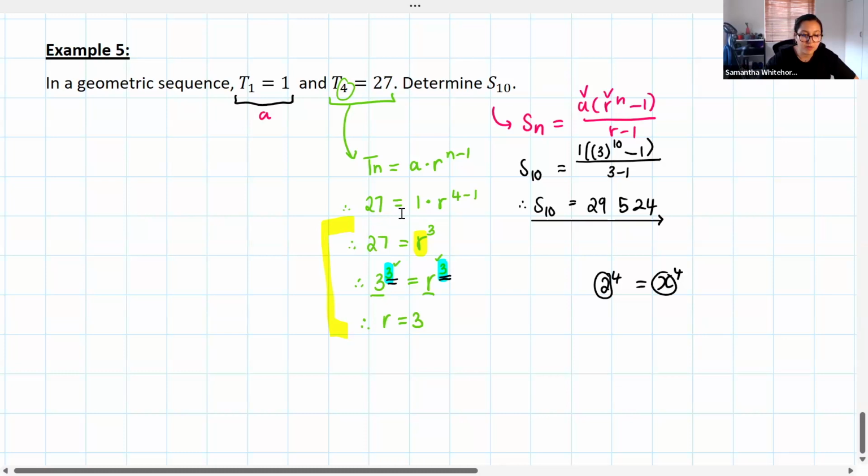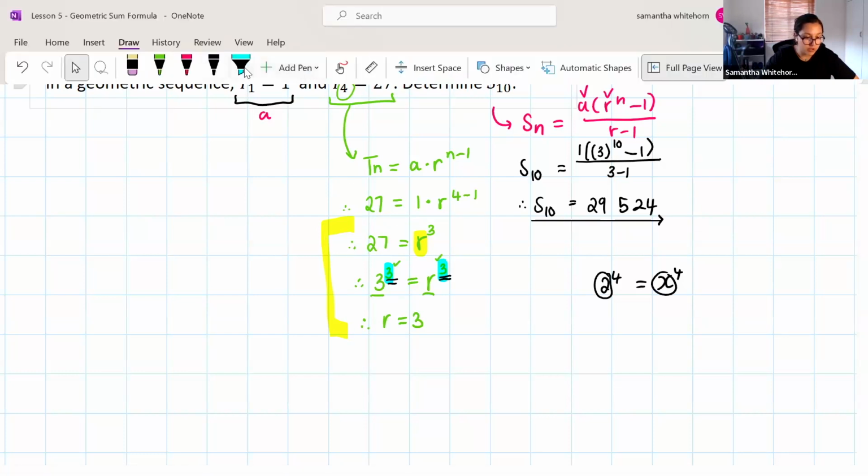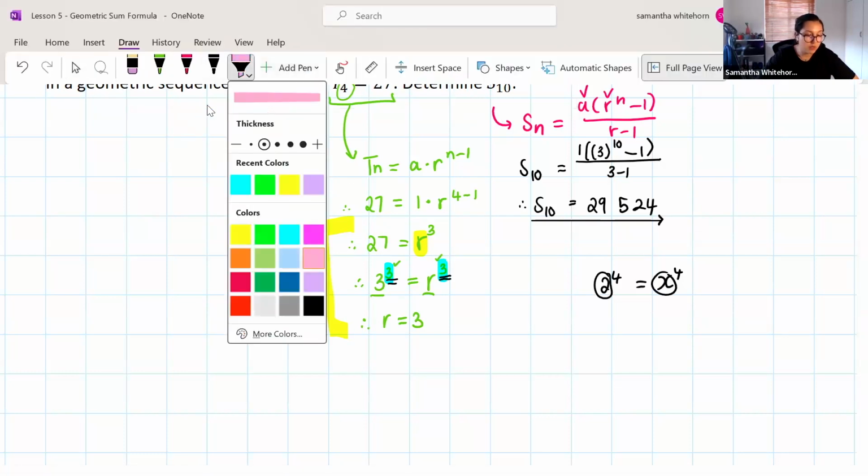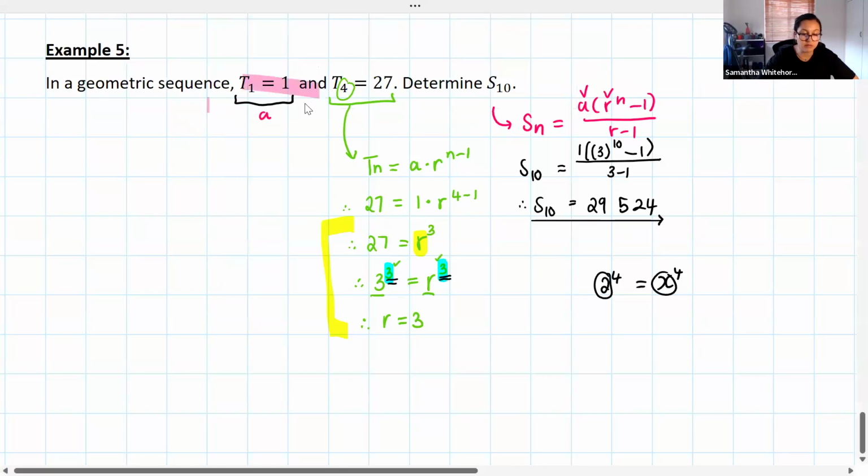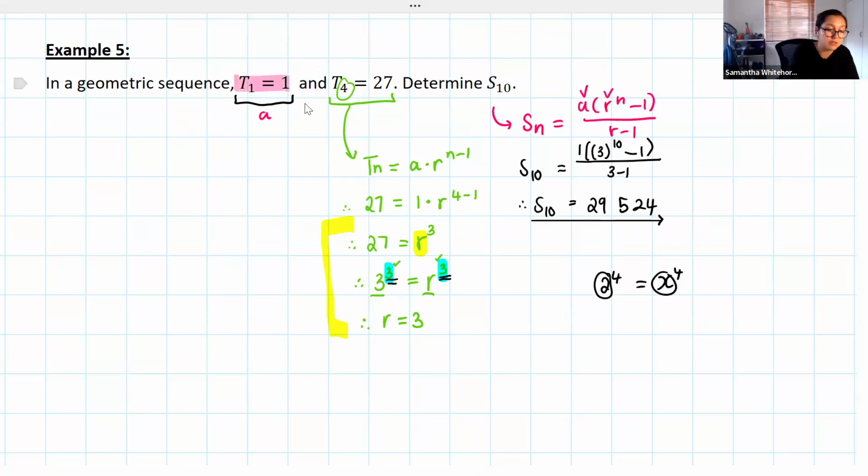Okay, so guys, what you can see is that there actually wasn't a lot of working out that I needed to do. I took the information that I had, I decided how it was useful to me, and then I went and took that information and did what I needed to do with that. Just to rehash that, term 1 is A. I have A. Term 1, A, sorted. Term 4, random, but I can sub it into Tn and I can find R. I have A and R, I can go and work out my sum.